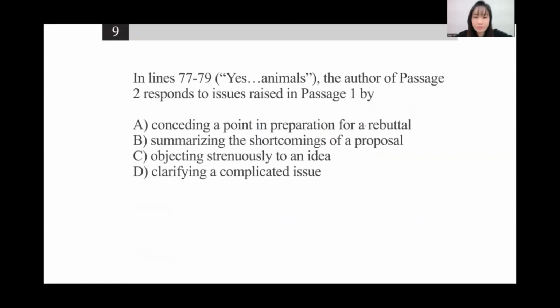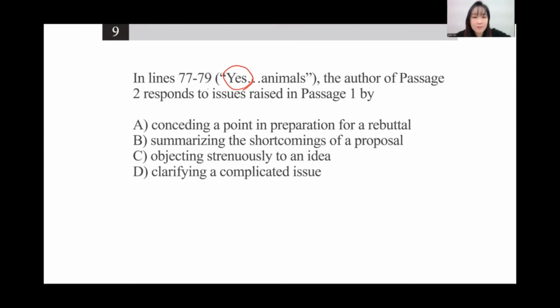I'm going to give you a sample question. It says, in lines 77 through 79, the author of passage 2 responds to issues raised in passage 1 by. In this case, although we do not see the entire passage or the entire line reference, we can still look at the beginning part of the line reference, which is yes. If it begins with the word yes, what did we say it was? It is a yield pivot word. And when we come across a yield pivot word, what do we have to look for? What two words did I tell you to remember? Acknowledge and concede. We need to look for those words in the answer choices so that we can find the correct answer.